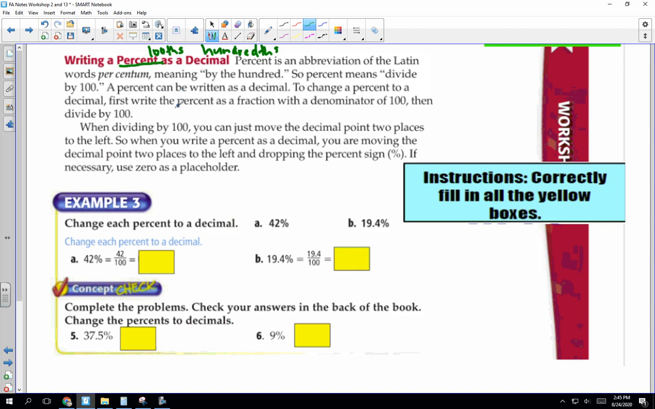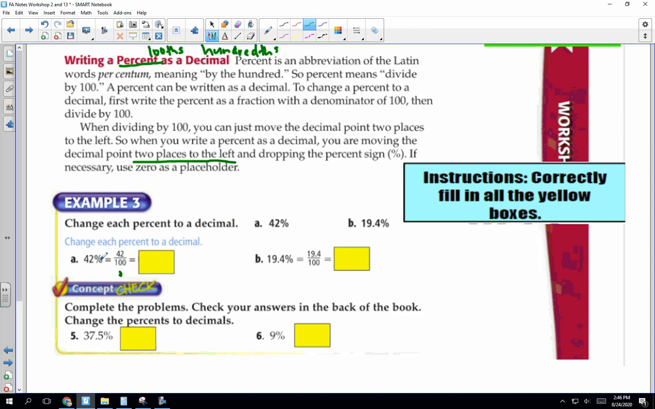A percent can be written as a decimal. To change a percent to a decimal, first write the percent as a fraction, kind of like here, with a denominator of 100, then divide by 100. When dividing by 100, you can just move the decimal 2 places to the left. So when you write the percent as a decimal, you are moving the decimal 2 places to the left and dropping the percent sign. If necessary, use 0 as a placeholder. So if we're moving 2 places to the left and we run out of numbers, we put a 0 in where we're out of numbers.